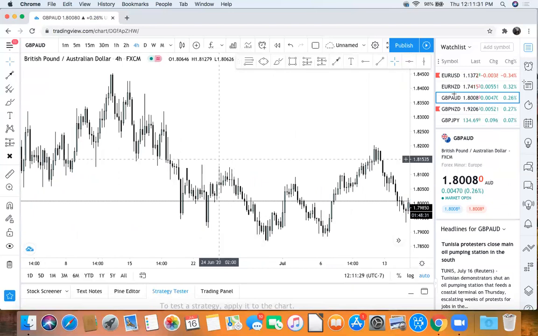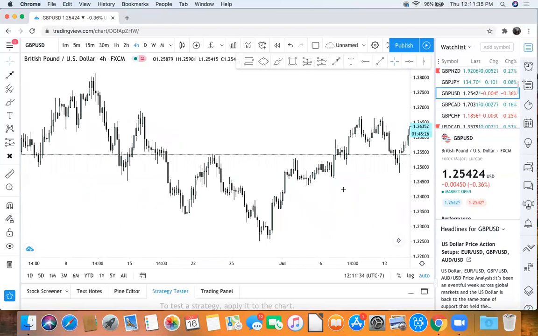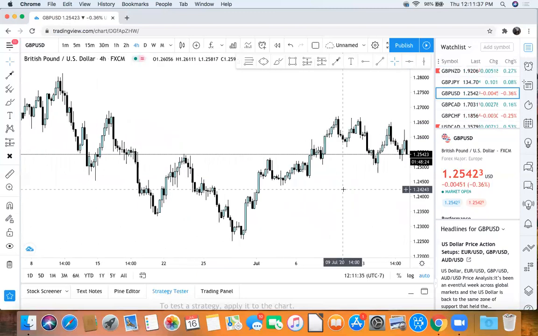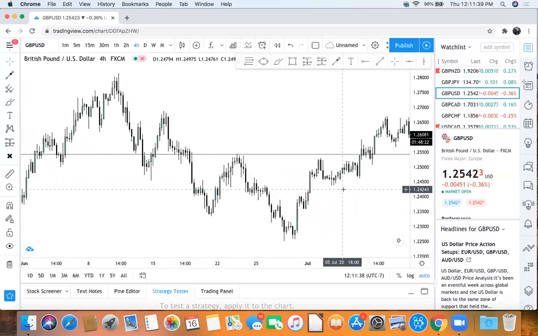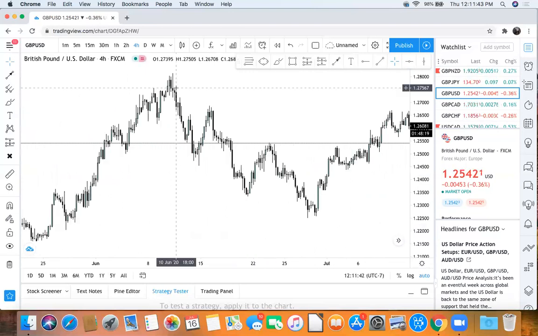So let's see. Let's look for a good pair. Trying to find a good pair that has a nice false trend going on. So right here on GBPUSD, we can see a trend coming down, which is a false trend from a retail perspective as well. So let's go ahead and mark this trend, and let's break it down together.